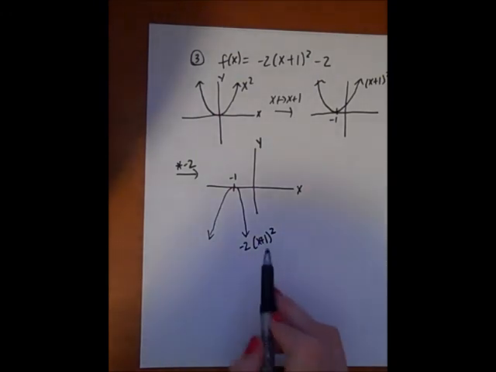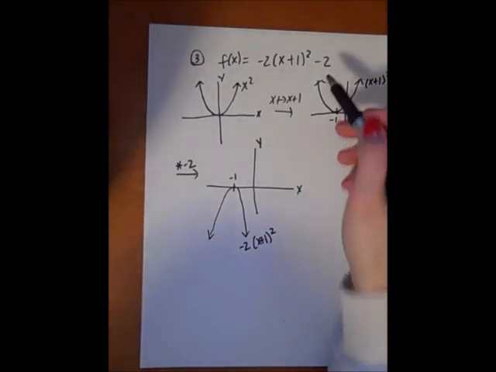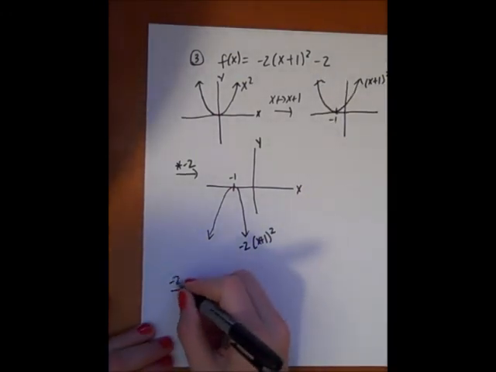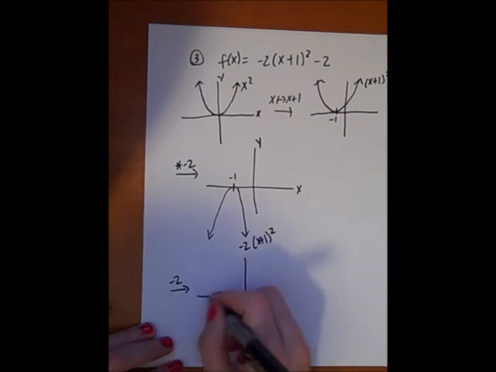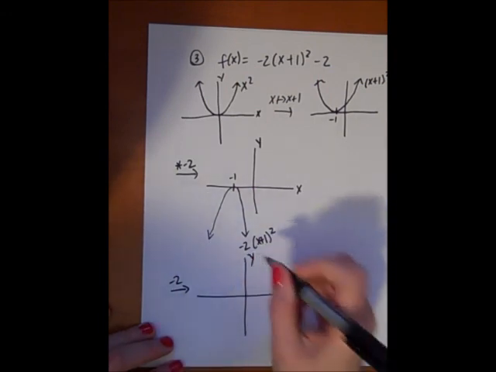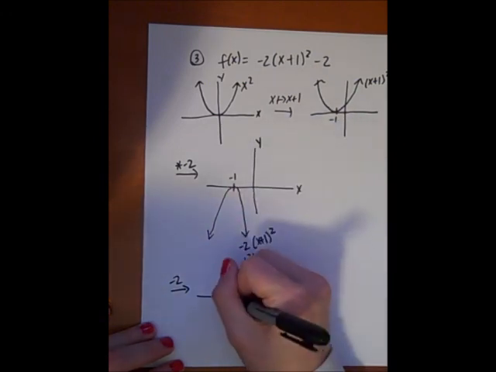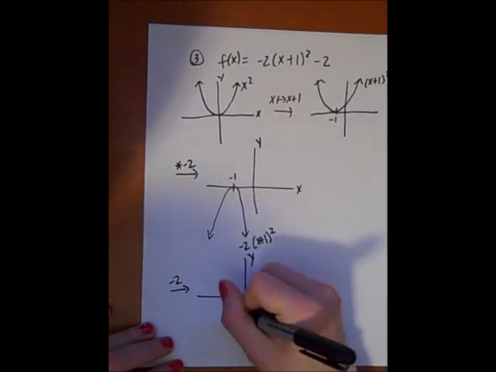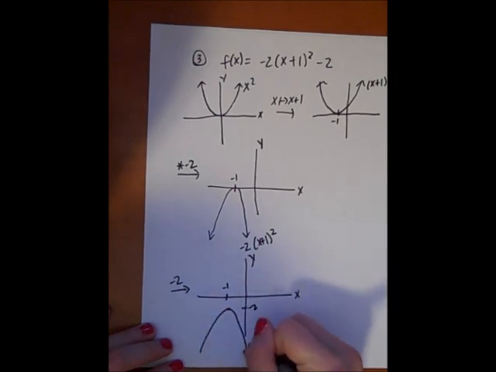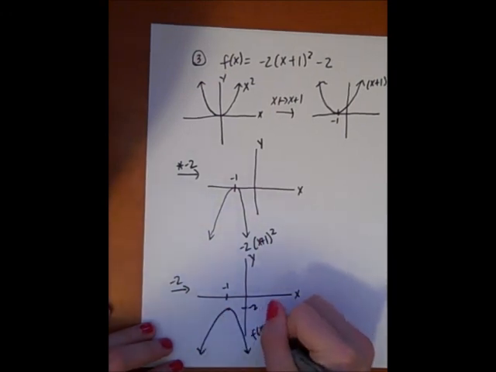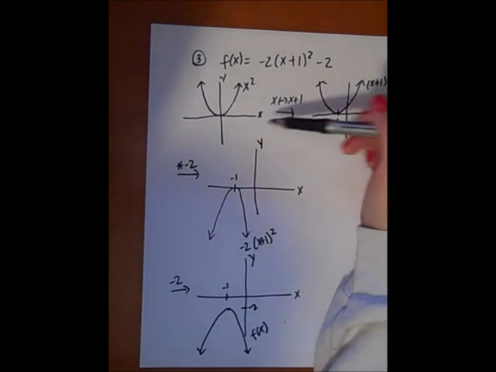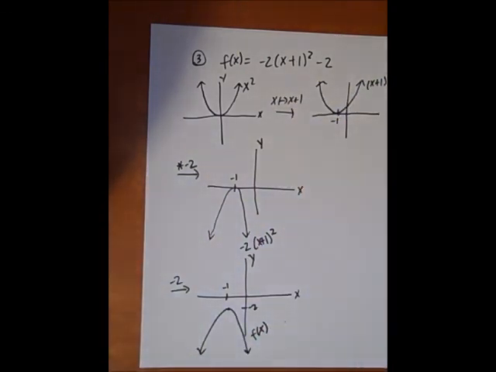And now what's the last thing I need to do so I can get my graph? I need to subtract 2. So subtract 2 from the whole thing, which means that this point that was at negative 1 is going to be moved down 2 places. So here's my graph of f of x. So I took what I knew and just kind of manipulated it into what I want. So whenever you're shifting graphs, just start with what you know, use the order of operations to go through all the steps and get to the graph that you want.